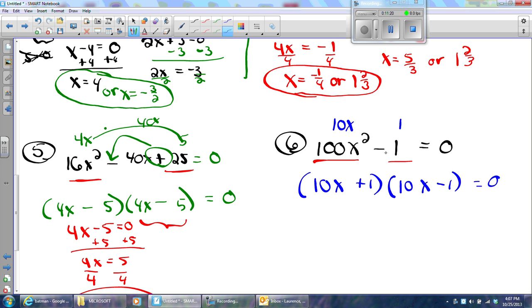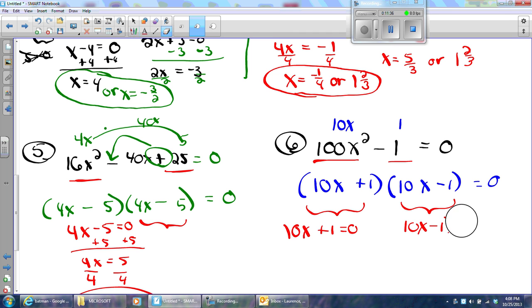Am I going to need to solve two equations on this one? I sure will, because 10x plus 1 is not the same as 10x minus 1. So I'm going to go 10x plus 1 equal to 0. 10x minus 1, and that's going to equal 0. I'm going to solve them.